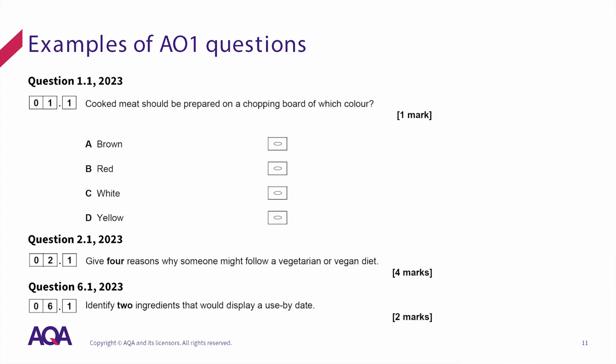Here you can see examples of previous AO1 questions. As you can see, the 2 questions from Section B use command words that prompt students to write clear points without any explanation. Alongside give and identify, you might see typical command words such as state and name, amongst others.